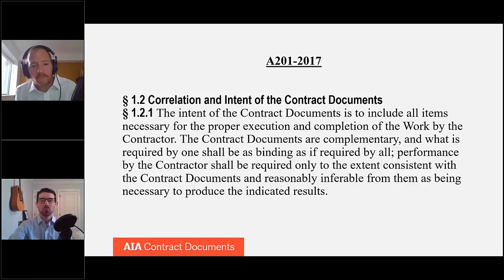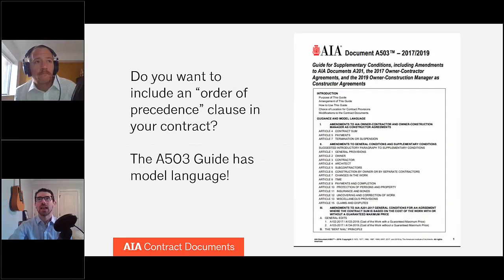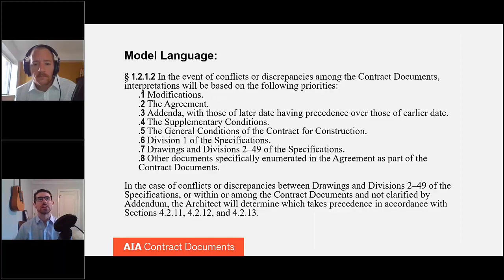But if you want to include an order of precedence clause in your contract, you can look to the A503 document, which is the guide, supplementary conditions for the A201, and it includes model language for an order of precedence if you want to include one. And I've put that up on your screen here. It's important to note this first sentence of this model language, which would be included right below the correlation and intent clause that we just talked about. It's only triggered if there's a conflict or a discrepancy among the contract documents. So it still is not triggered unless there is a specific discrepancy.